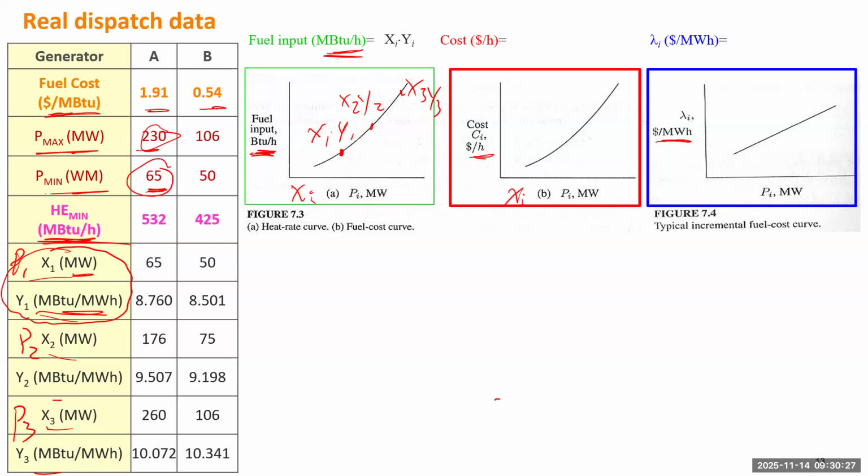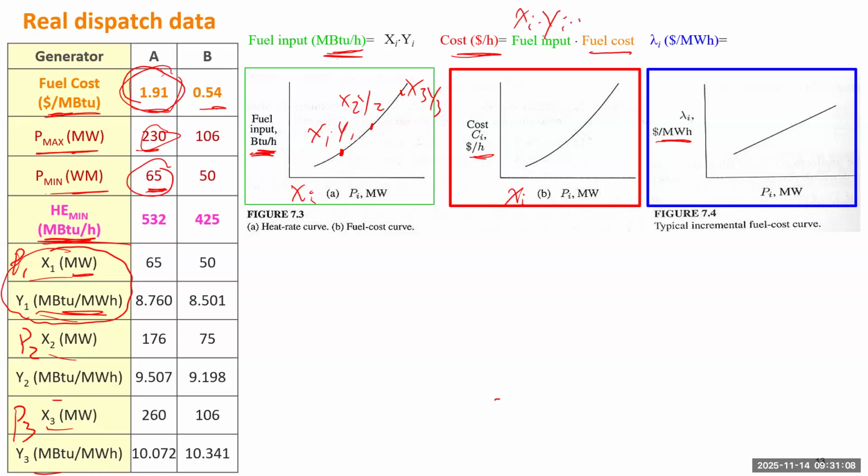Okay, next one. So how do we come up with this curve? The second curve in the right box is similar to the first one. The difference is only a factor of the price of the fuel, right? So basically, we just multiply each point on the first curve by the price. So you will get a second curve. So this one is simply S_i times Y_i times this fuel cost. That's the second curve.